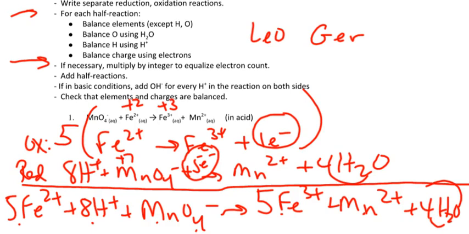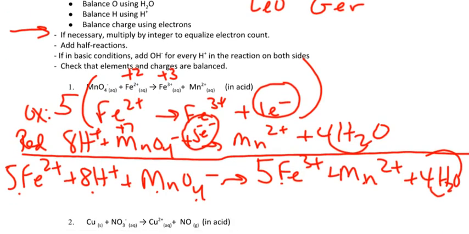What's left now is to make sure that the charges are indeed balanced. So I have 5 times plus 2, there we go, is plus 10. Plus 8 is 18. Minus 1 is a plus 17 on that side. Here, I have 5 times 3 is 15, plus 2 is 17. So I have 17 on the product side. So my atoms are balanced and my charges are balanced. So that's how you do that one.